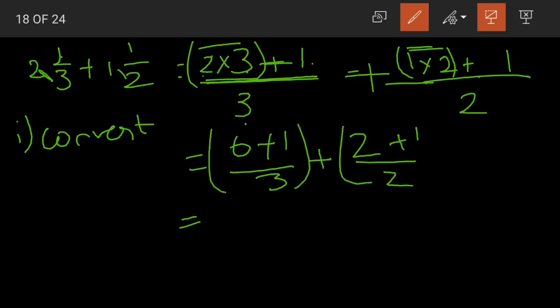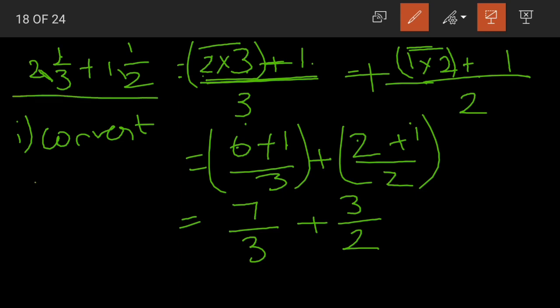Yes, students, this is one fraction and this is our other fraction. 6 plus 1 becomes 7 by 3 plus 2 plus 1 becomes 3 by 2. Clear till now, students? What was this? We were given two mixed fractions. We converted them into improper fractions. Again, what are improper fractions? Improper fractions are those wherein the numerator is larger than, or equal to, the denominator. Yes, the two fractions we got are 7 by 3 and 3 by 2.